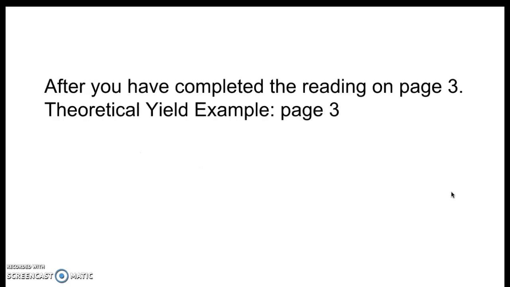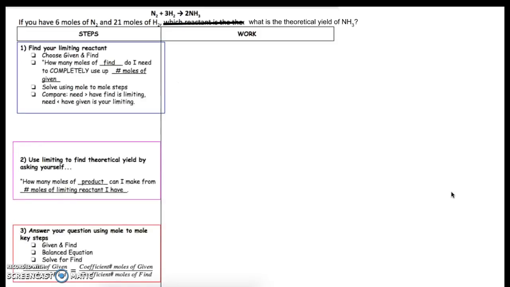We're now going to move on to theoretical yield. So at this point, I expected you to have read the information on theoretical yield, which is on page 3, which is the same page as the example we'll be doing. All right, in the example, there is a slight error. So it should read, if you have 6 moles of N2 and 21 moles of H2, what is the theoretical yield of NH3? So you want to make that correction here.